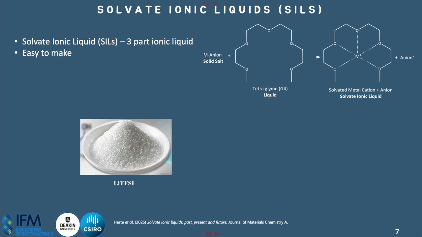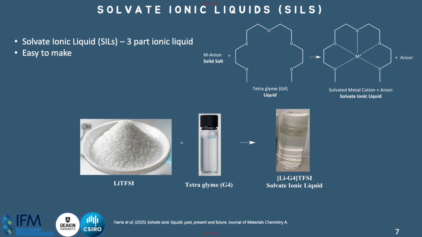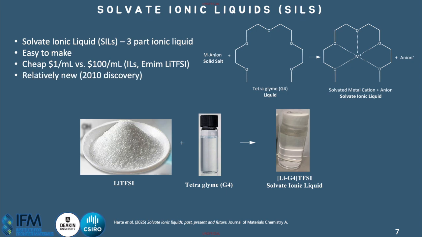Solvate ionic liquids are easy to make. You take a lithium salt, you dissolve it in an ether glyme system, and you end up with a solvate ionic liquid. They're relatively cheap compared to some traditional ionic liquids, and they're relatively new, first reported by a Japanese research group in 2010.